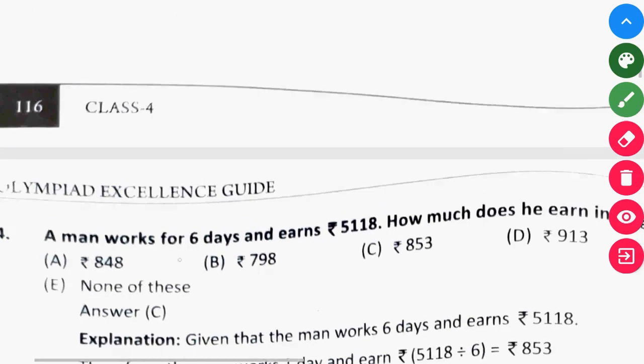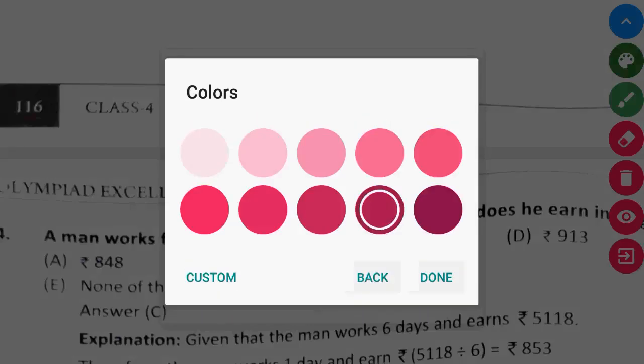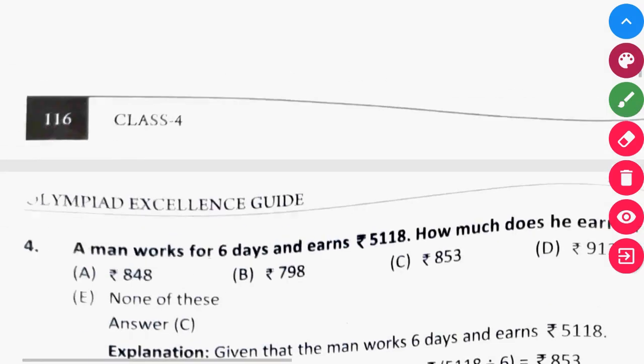Our next example is: a man works for 6 days and he earns 5118 rupees. So how many days does he work? 6 days.